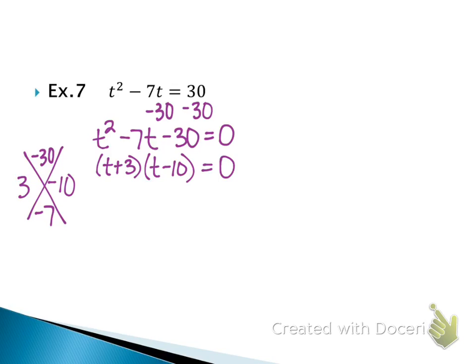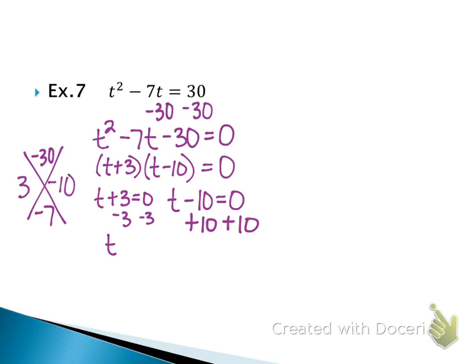Once we've got it factored, now we can set up our two equations. Here, Jamal Dixon, what are my two equations? T plus 3 equals 0. And? T minus 10 equals 0. Very good. All right, last step, we got to solve those equations. Tariana, can you help me out with solving? Subtract 3 on both sides. And add 10 on both sides.